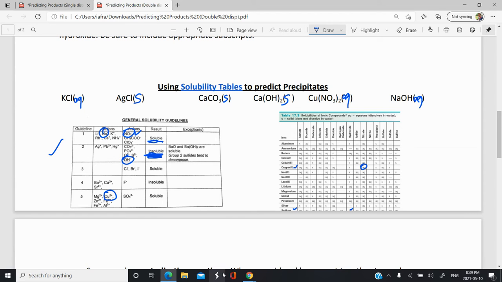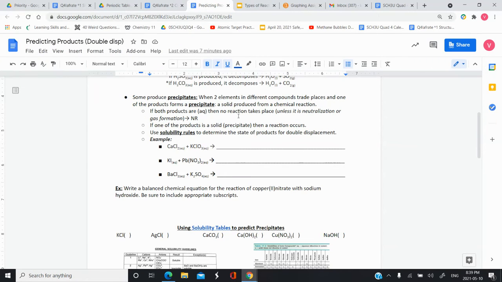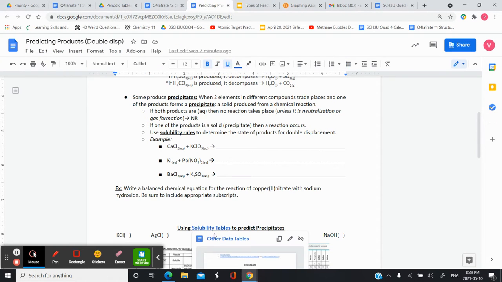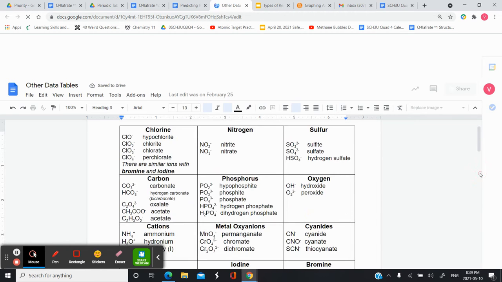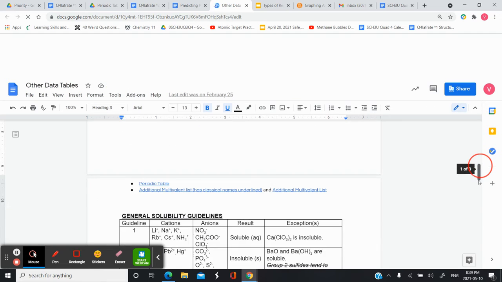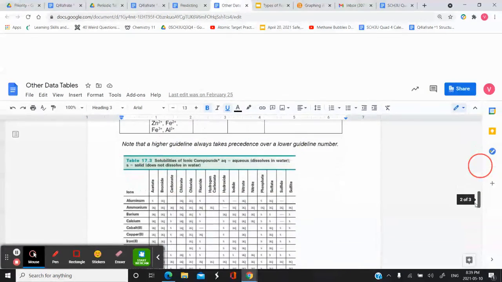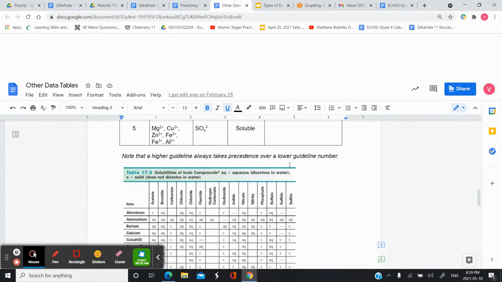So you can use any one of these solubility tables. You can take a look at where to find them here. If you go to our handout, you click on the solubility table link here. You can find it in other data tables right here. And so you can see the solubility guidelines over here in both those charts, and you can choose whichever one you want to use. If you notice that there's something not included in the chart over here, you might want to use a chart over here. You can just go back and forth between them.